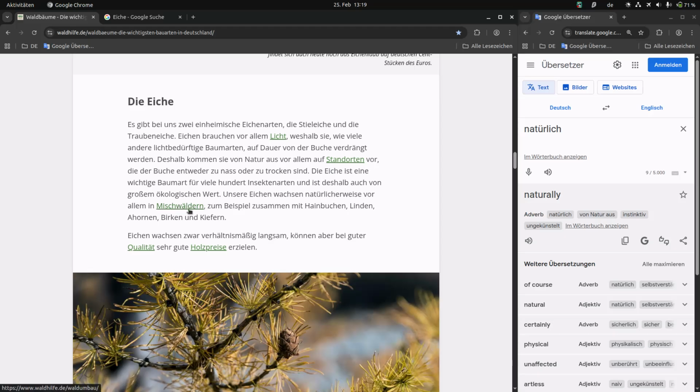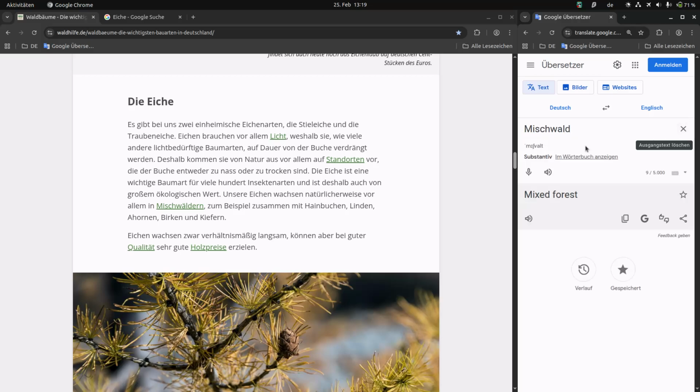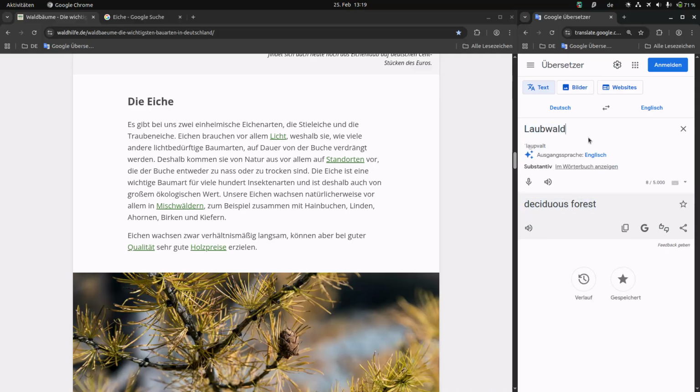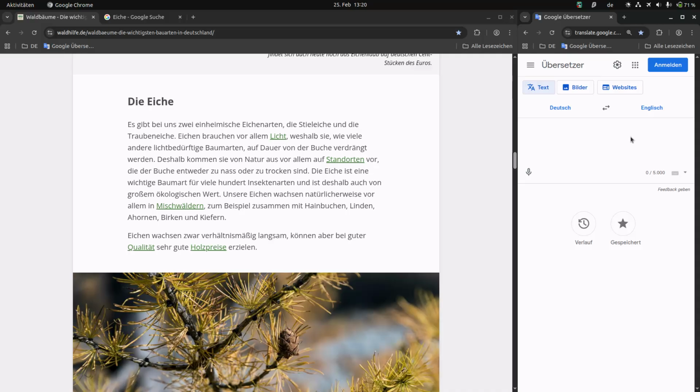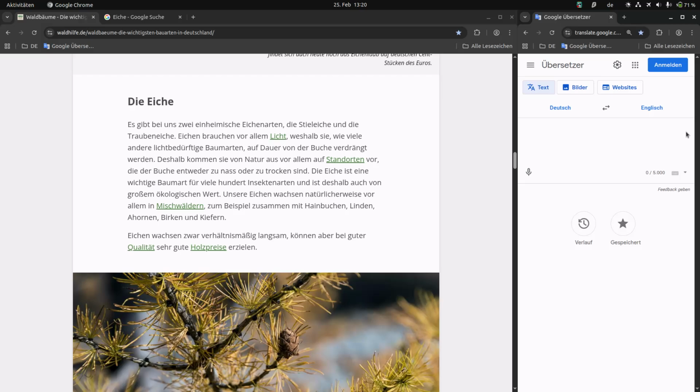Vor allem, above all, in Mischwäldern. So Mischwald means mixed forest, basically Laubwald, I believe it's called, the deciduous forest, and Nadelwald, coniferous forest. So that means that these two types of trees are combined, and they don't care too much in which type of forest they grow. So in Mischwäldern, typically more in a mixed forest, apparently.